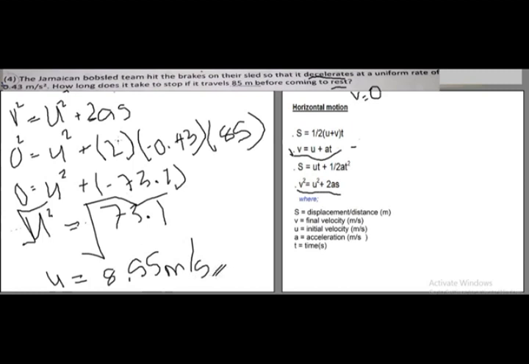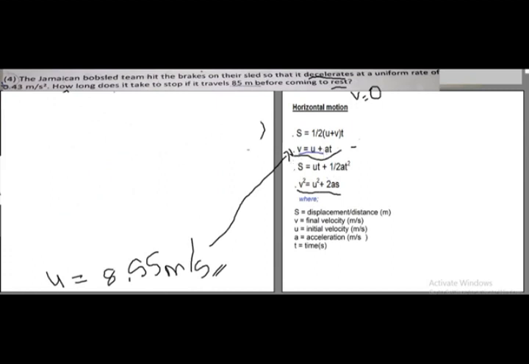So that's the initial velocity. We need the initial velocity so that we can substitute into that equation and solve for t, the time. Now we can use this equation, since we have already calculated the value for the initial velocity, which is u. So v is equal to u plus a multiplied by t. Now the final velocity is 0. It comes to rest, so it's 0.